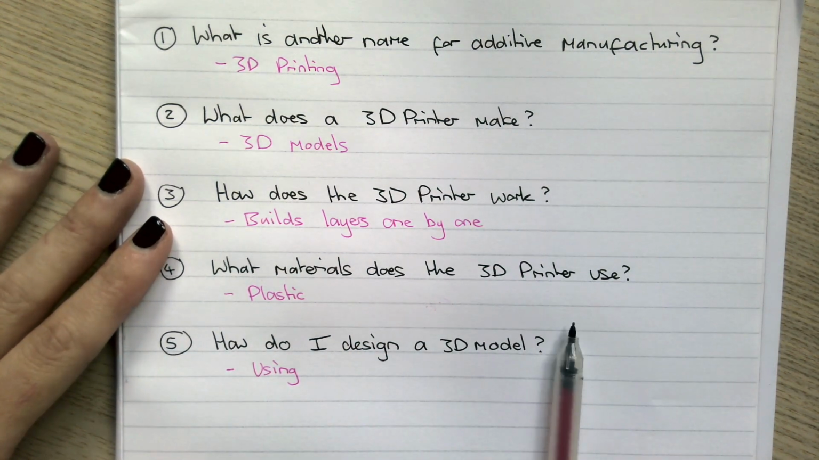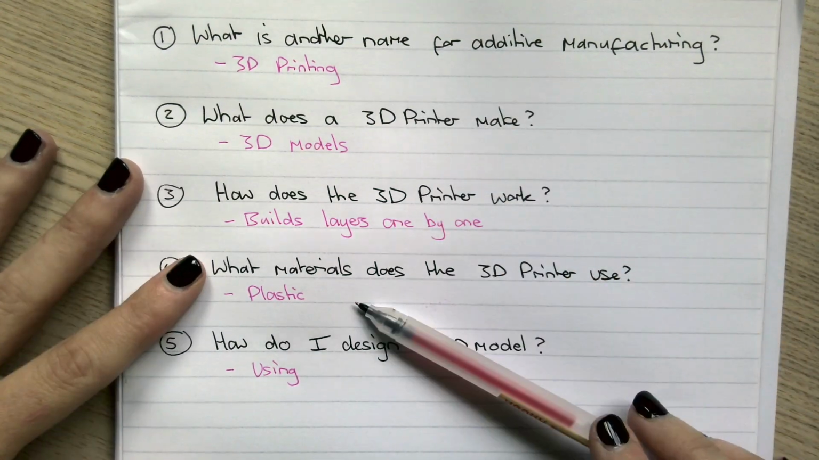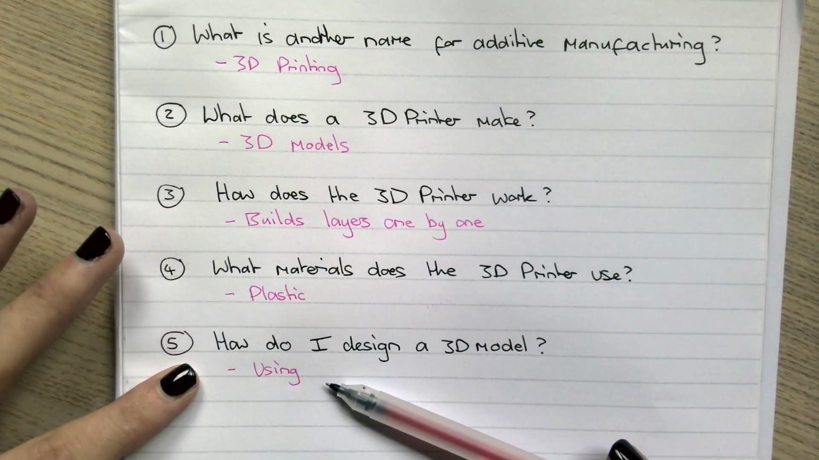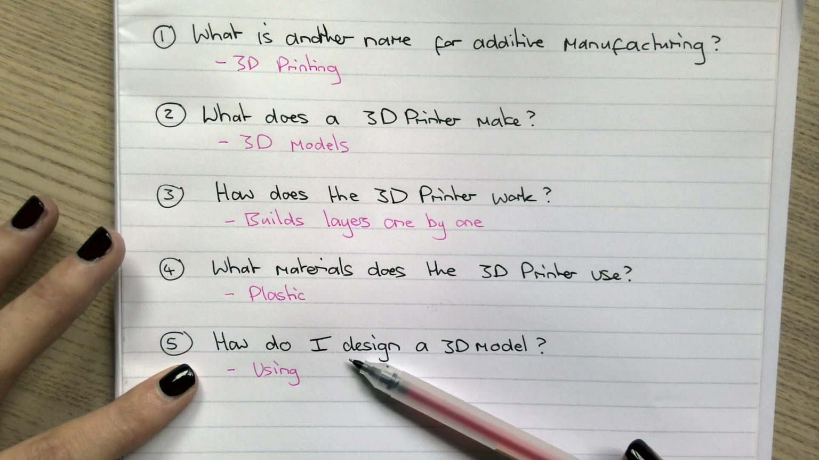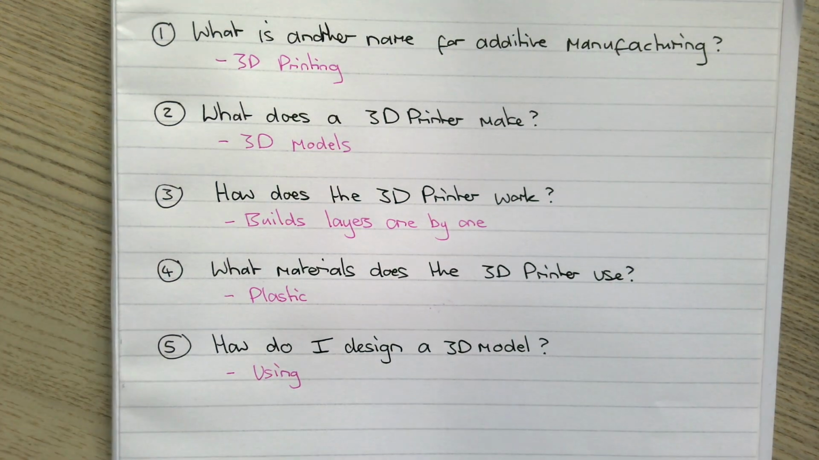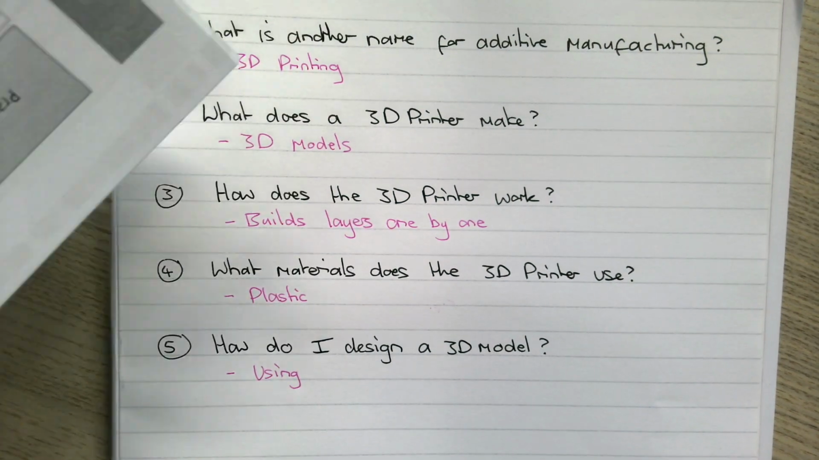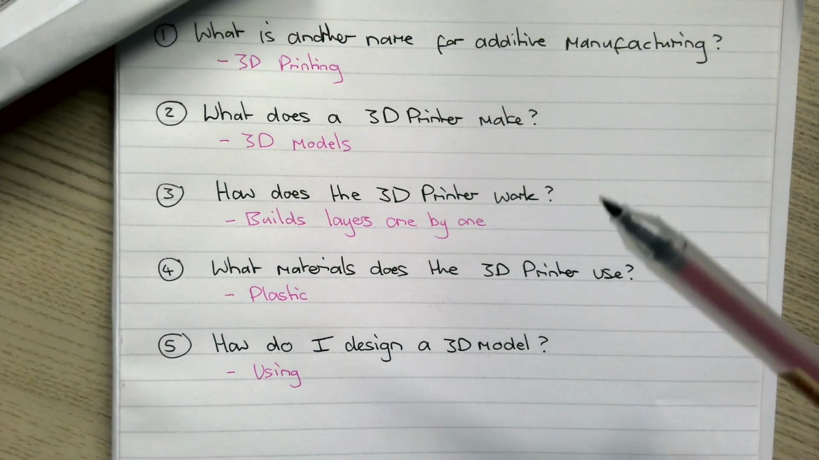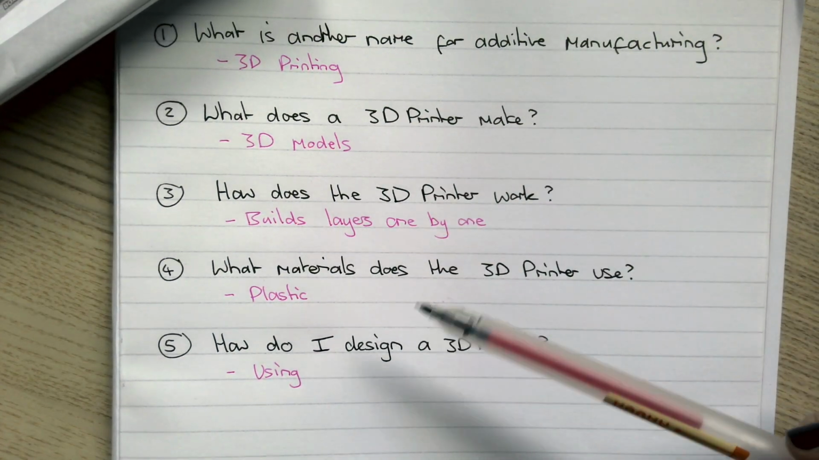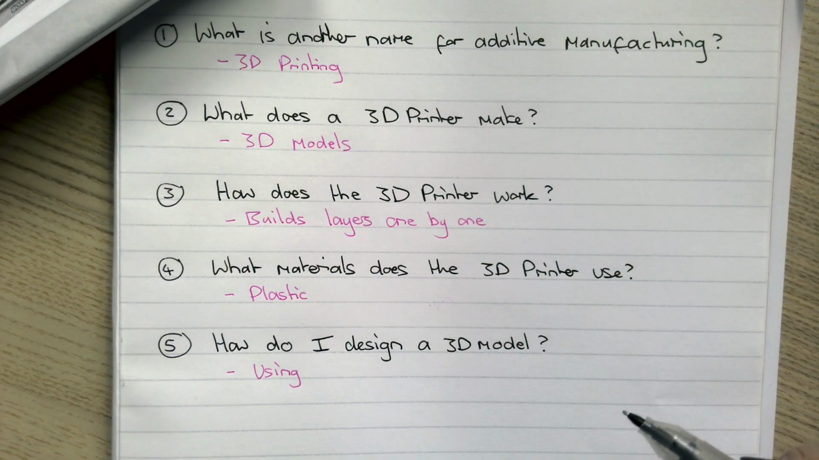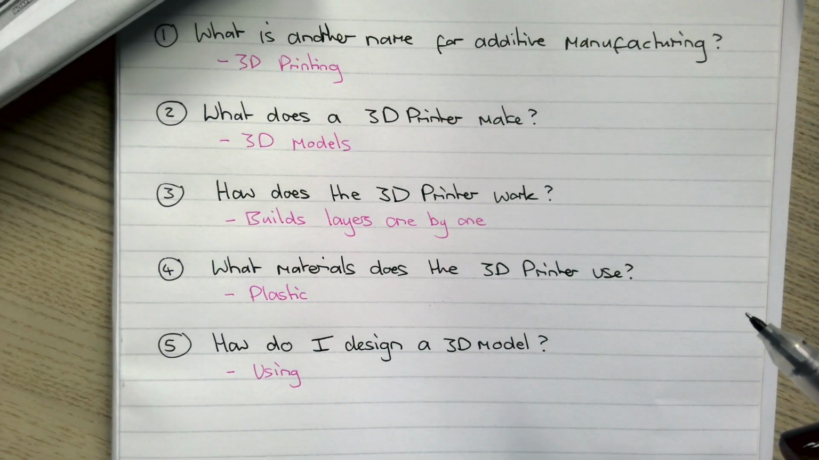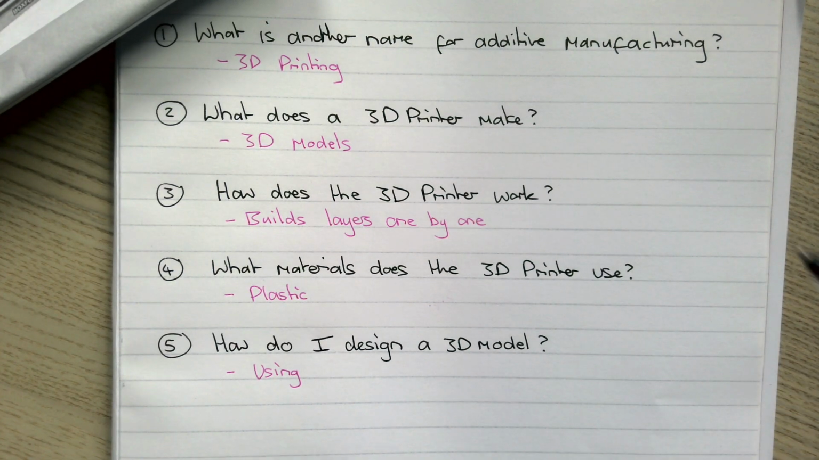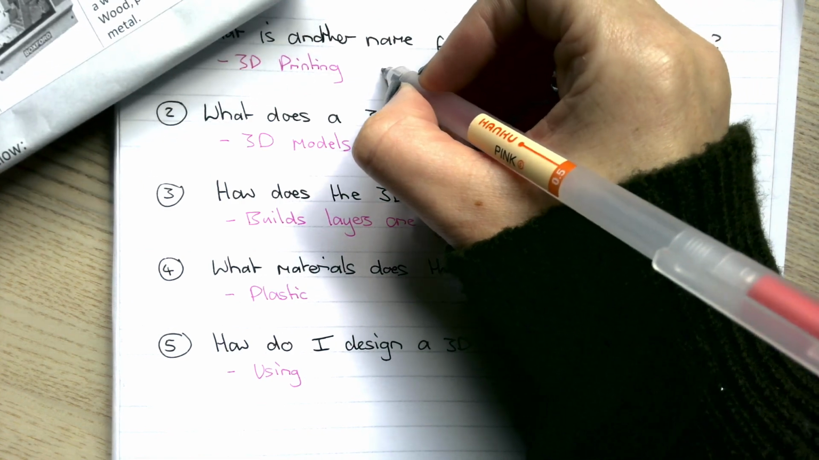And you can see there, I felt quite confident in the first ones, but I can't actually remember number 5. How do I design a 3D model? And so I need to go back to my knowledge organizer at this point and just have another look. While I'm checking through my answers, I can see which ones I did not quite get right. I can tick the ones I've done right, and then I can find the answer for the ones that I don't know or correct. So 3D printing, that's correct.